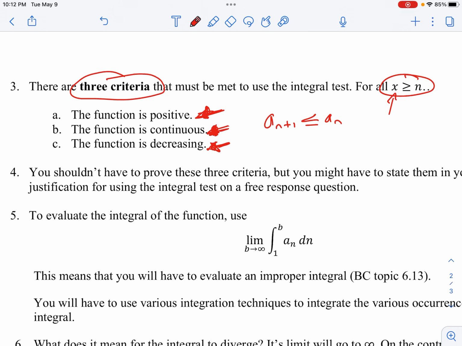But at the end of the day, well, no, it can't even be equal. I misspoke, and I'm going to erase that. It has to be decreasing. And so at the end of the day, that's a lot of stuff that has to be true to even use the integral test.